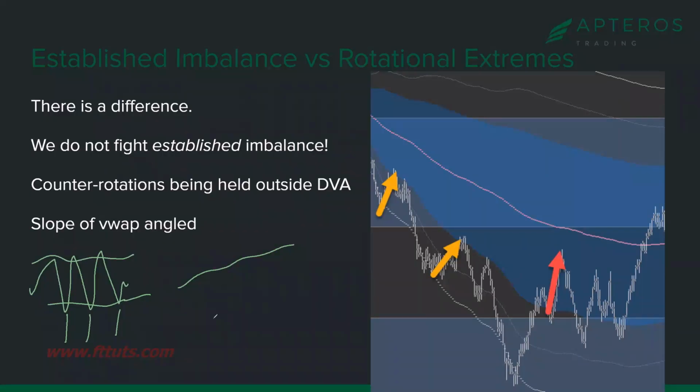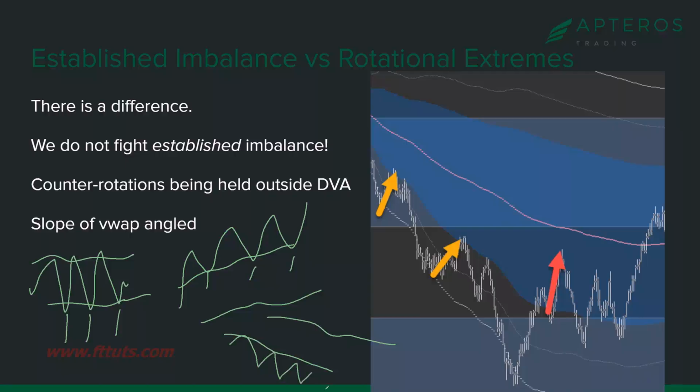If we're imbalanced up, you can buy what we call imbalanced pullbacks. If we're imbalanced down, you don't get to do anything, if you're looking to bid long.